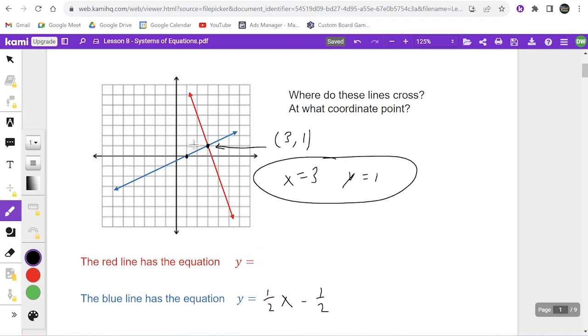And then the red line, I can figure out the slope. The slope looks like, to me, it's negative 3, because each point it's going down 3 and to the right 1. So I know the slope is negative 3x. But now if I want to find the y-intercept, well, this is harder.